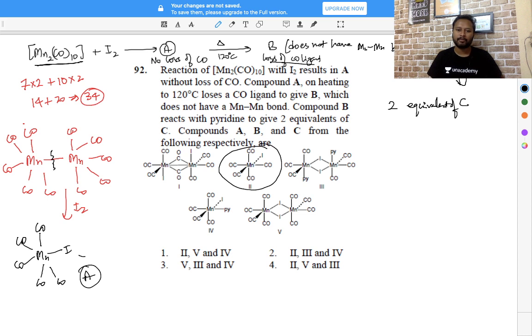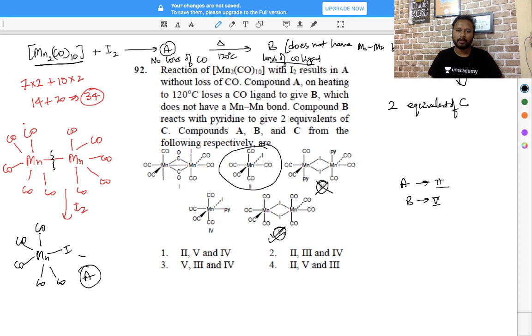So what will be B? If you look in the options, there are only two options where you have a manganese bond. But up till B, there is no trace of pyridine, so pyridine will not come in this case. So option number 3 is wrong. Option number 5 is correct for B. So A we got as the second structure, and B we got as the fifth structure.